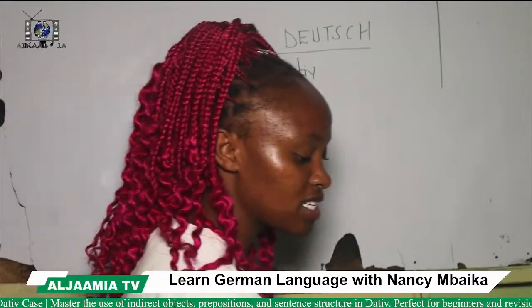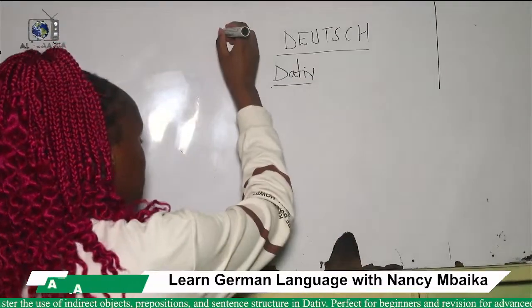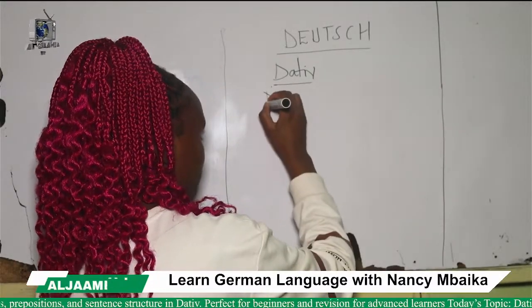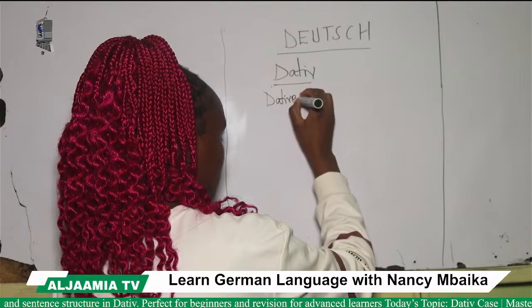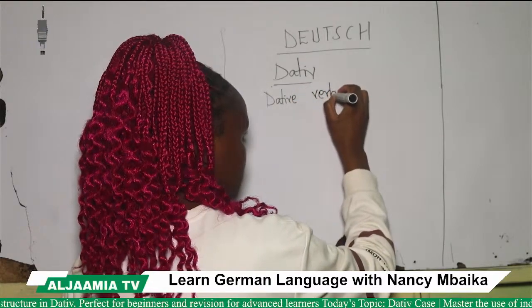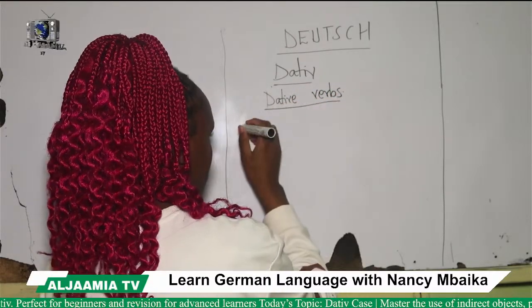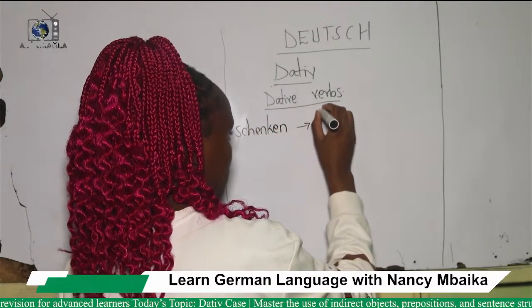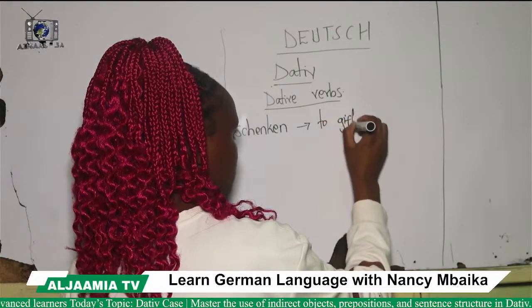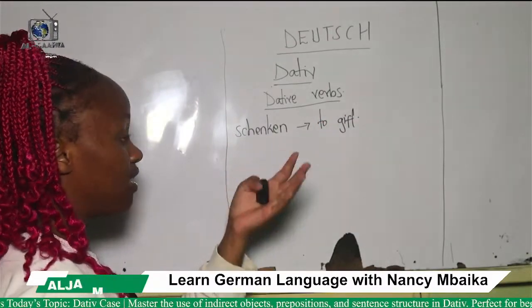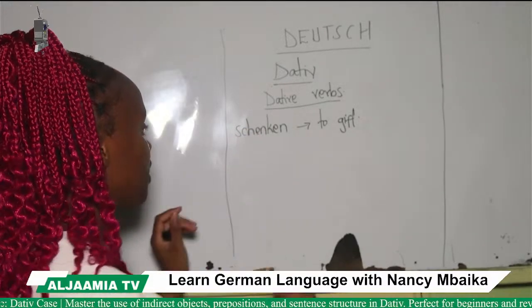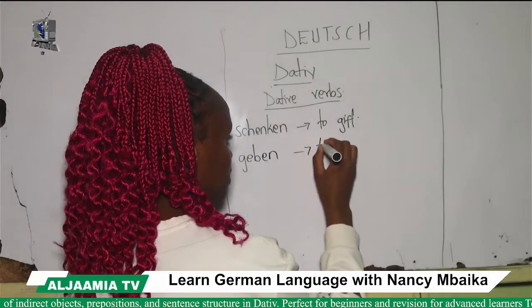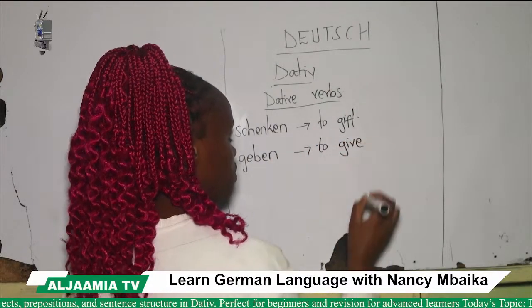I'm going to give you just a few examples of verbs, dative verbs. You can go ahead and look for more examples. So dative verbs. So we have schenken, to gift. Maybe you want to gift your mom something. In German, you're going to write that sentence using schenken. We also have geben. Geben means to give. It is also a dative verb.